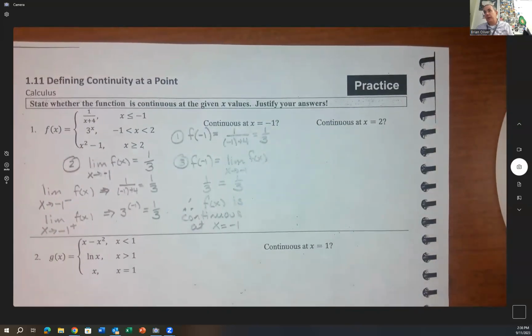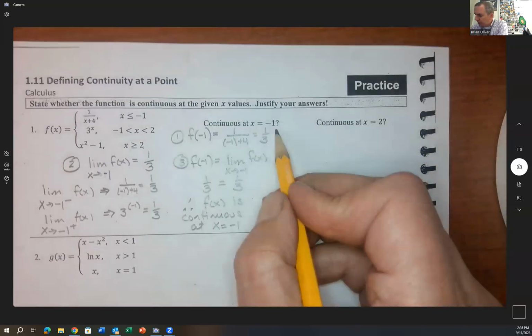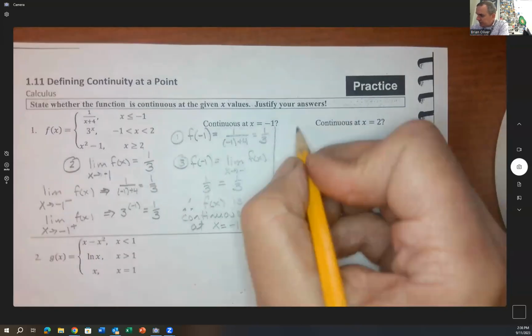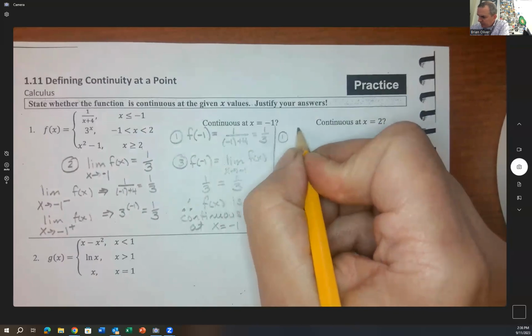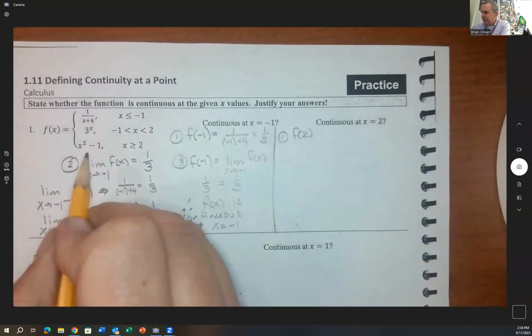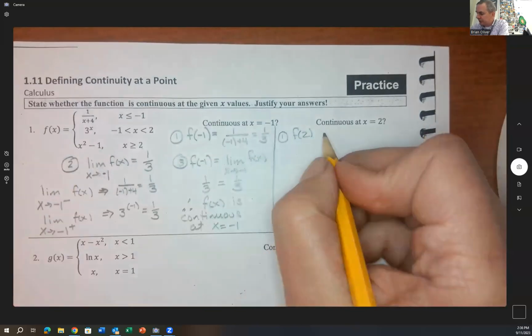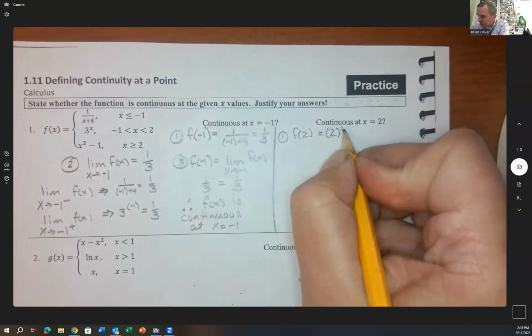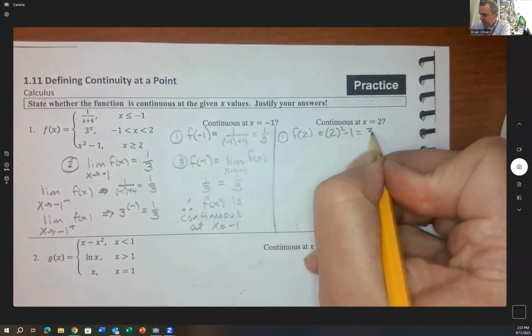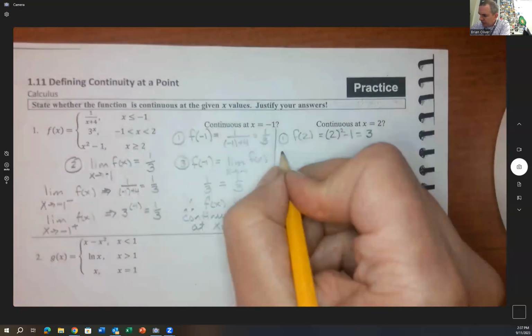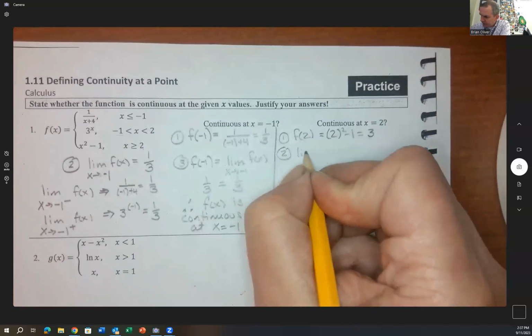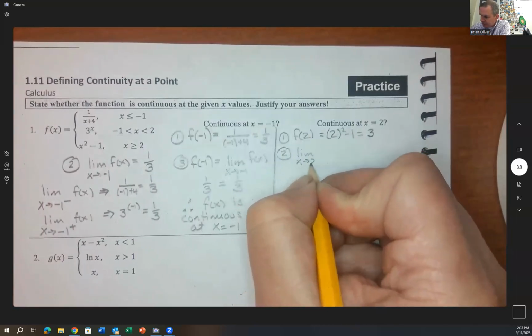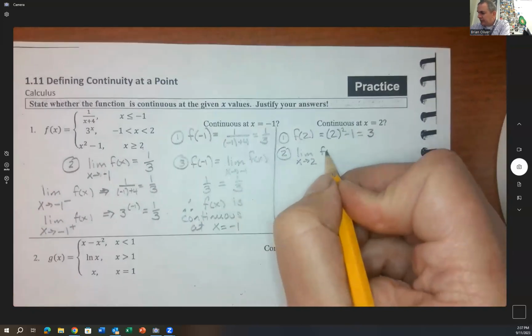So again, if we wanted to go ahead and do the process for 2, step 1, we'd want to figure out f of 2. f of 2 is going to be the bottom function. So that's going to be 2 squared minus 1, which is 3. The next thing we're going to do is look at the limit as x approaches 2 of f of x.